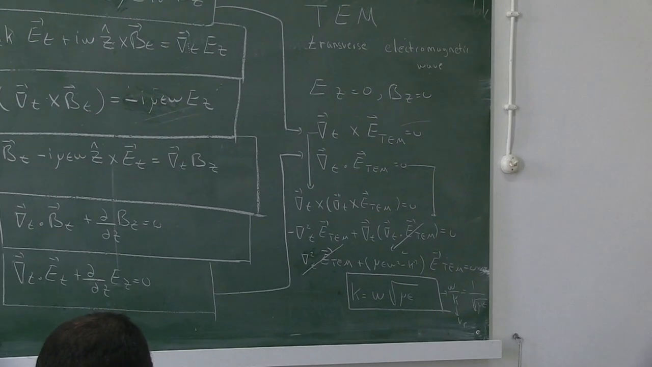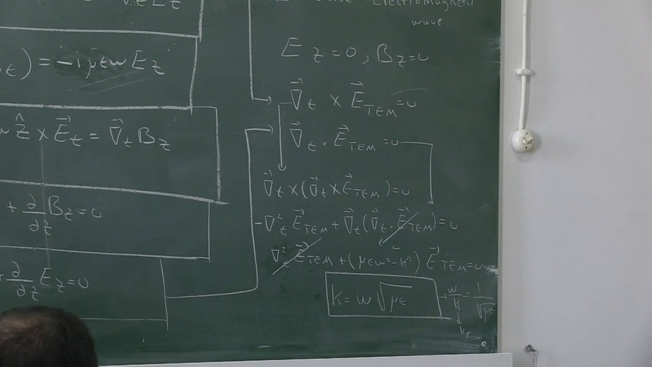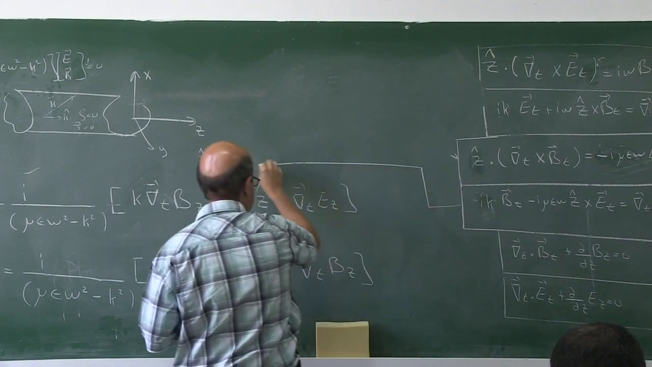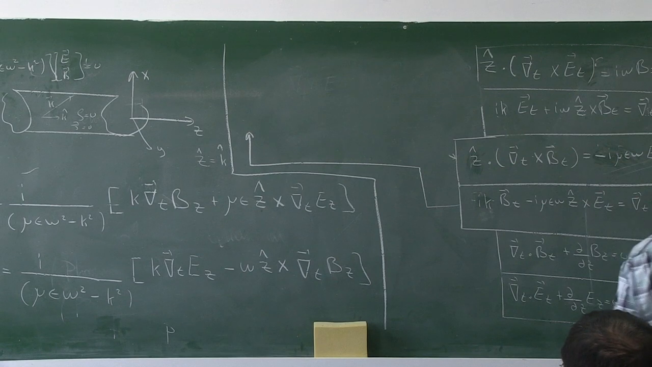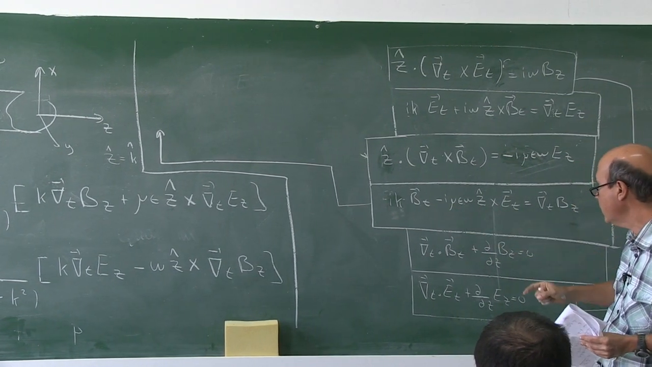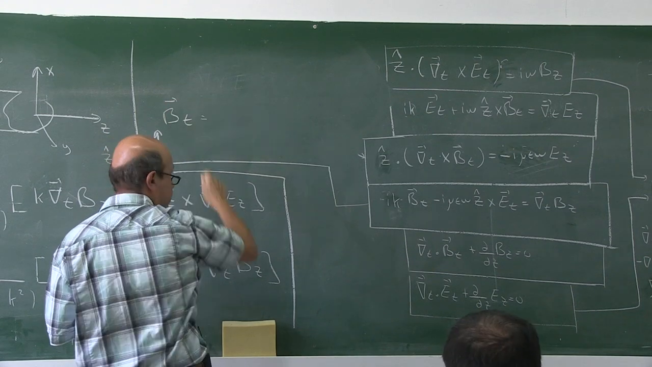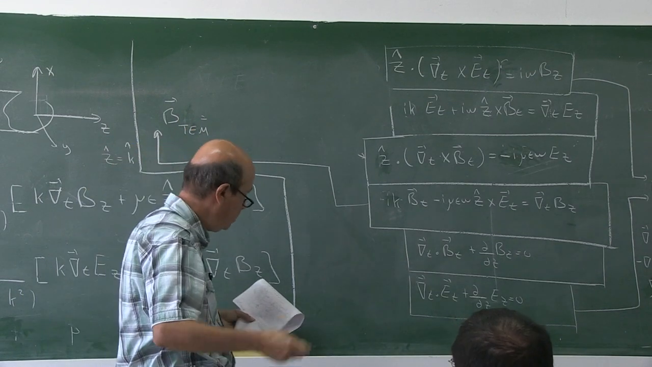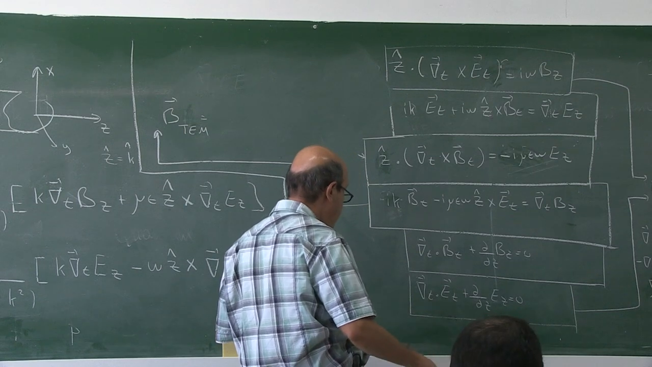Now let us look at the other property, the relation between E and B. So which equation is good? Maybe this one or that one. They give the same information. Let us study that equation. What is zero here? B_z is zero. If you solve for the B transverse, what are you going to obtain? B transverse will be B_TEM, transverse electromagnetic wave. And what is the value? This goes to the other side, is plus, multiplied by i, divided by k.